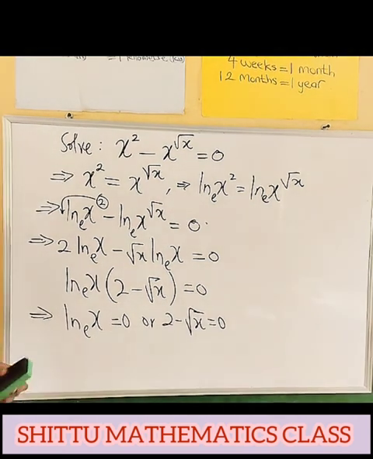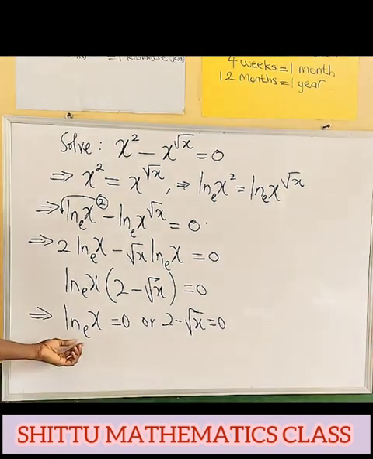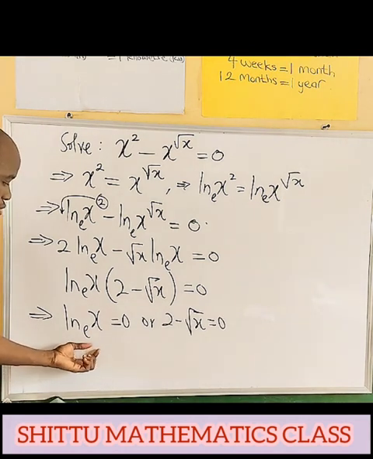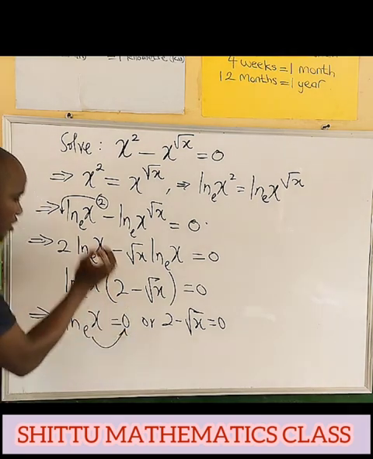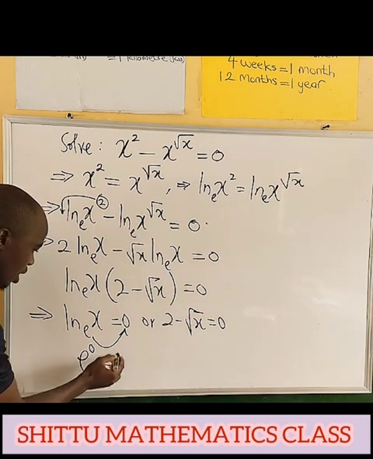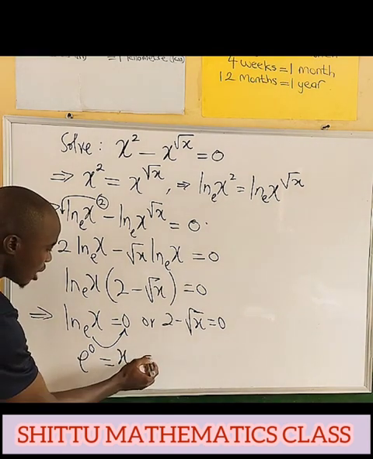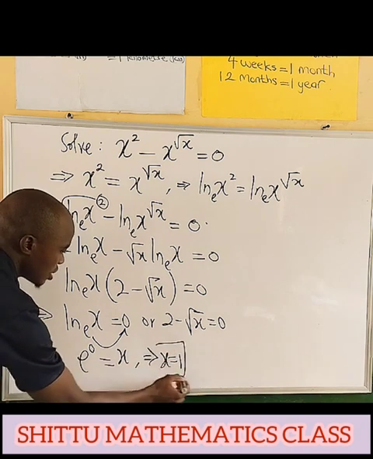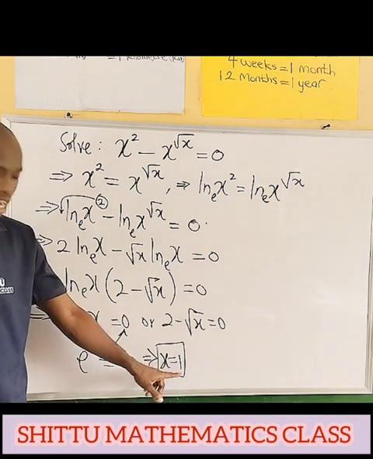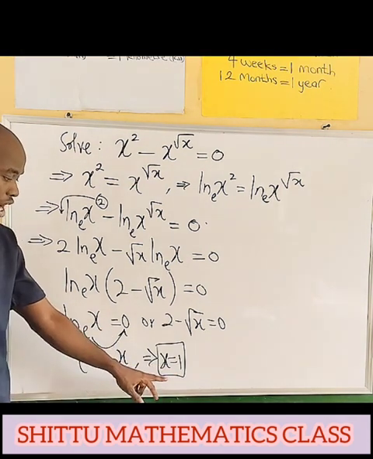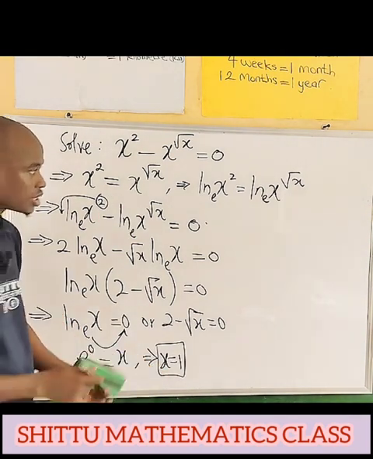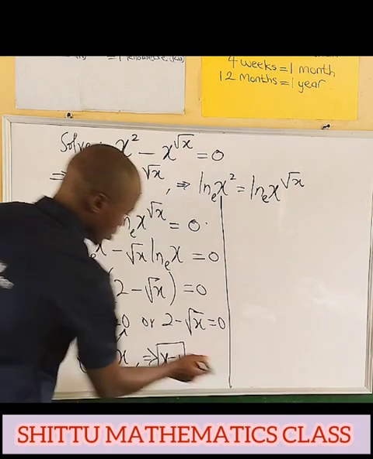So now what is the next thing? We have this in log form. If you want to write this in index form, the base is going to be raised: we have e to the power 0 equals x, where we have x equals 1. That is, whenever a quantity or a number is raised to power 0, we have 1. So therefore we have the first value of the solution of this equation to be x equals 1.